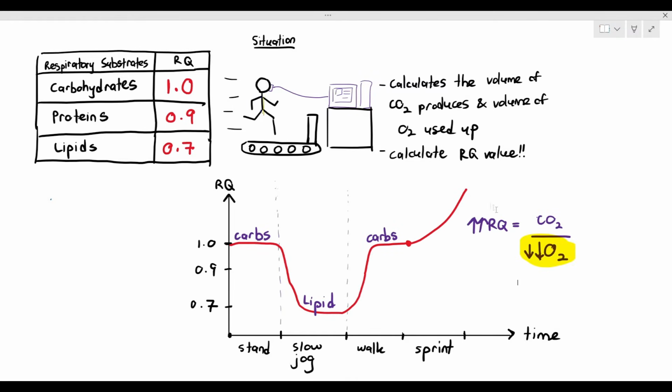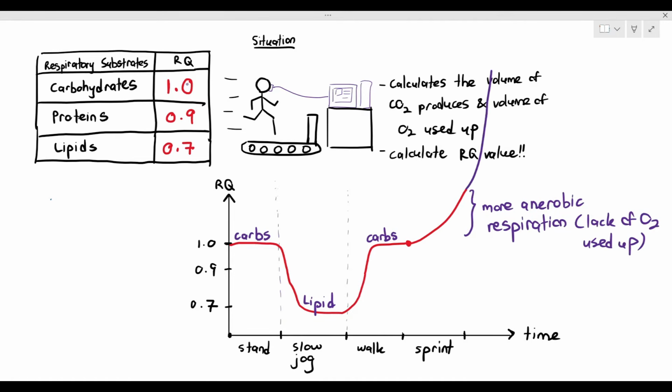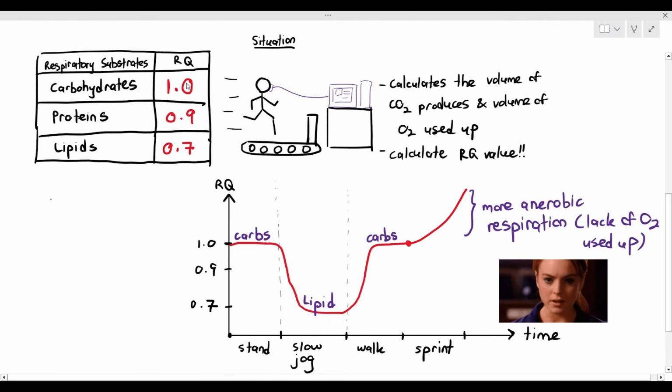So why would the oxygen level decrease in this case? Perhaps in that situation, the person is doing more anaerobic respiration. There is a lack of oxygen used up. So while sprinting, the person switches to more anaerobic respiration, causing the RQ value to go up, reaching a limit that does not exist. So that is what we have to understand for this.